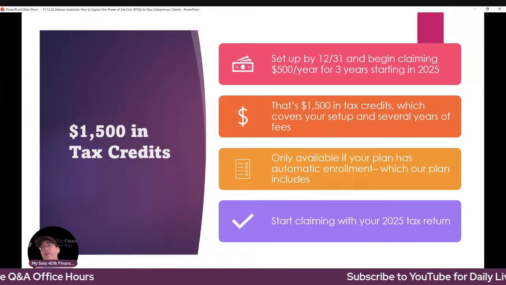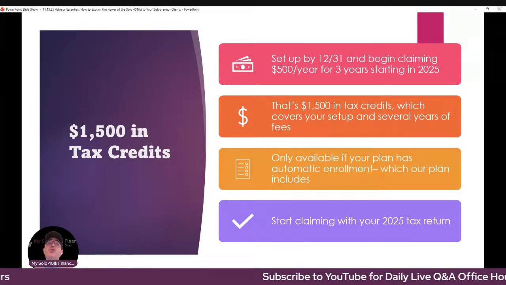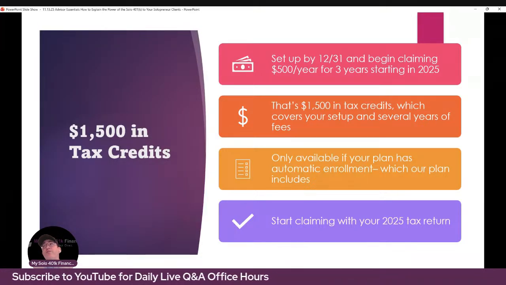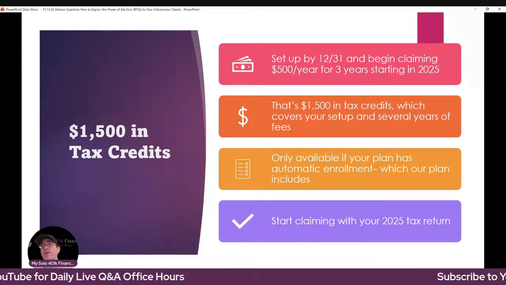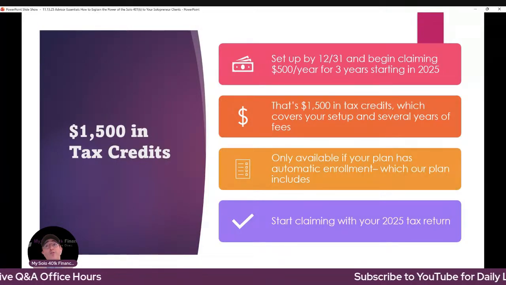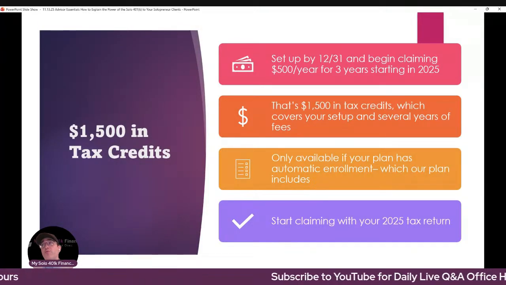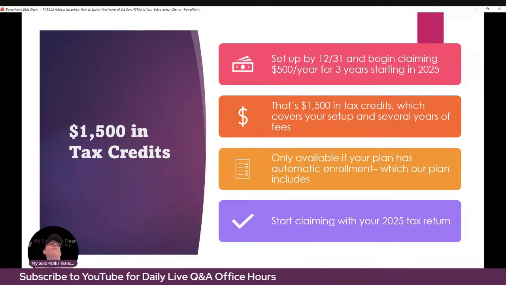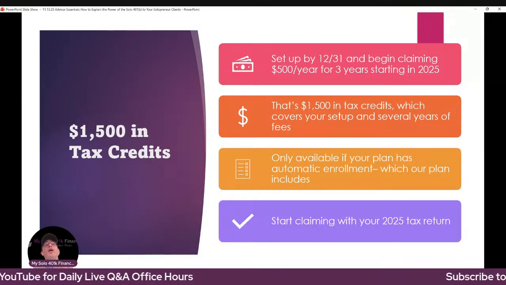The tax credits. This is another great feature of our plan in that it enables the solopreneur to claim $1,500 in tax credits. So this is going to be available for not only new plans that are set up with my solo 401k financial, but even existing basic plans that are upgraded to our plan would now be eligible. The individual would now be eligible to start claiming those credits.